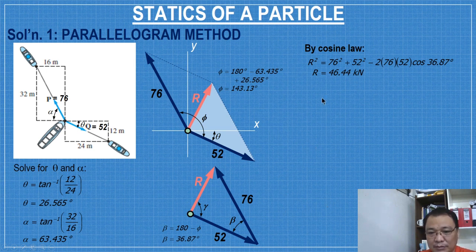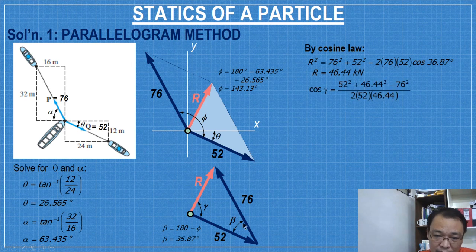Now, remember, I'm using cosine law. Given three sides, I'm using this expression to solve for gamma. Cosine of gamma is 52 squared plus this one minus 76 squared over 2, simplified. I skipped a step. Supposed to be, the step before is 76 squared is equal to 52 squared plus R squared minus 2 times 52 times R times cosine gamma. So, skip directly to cosine gamma. And gamma is equal to 100.925.